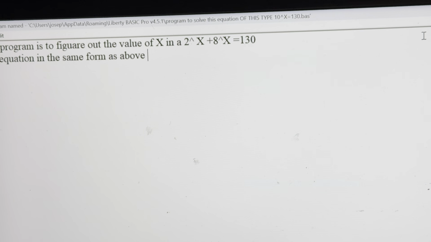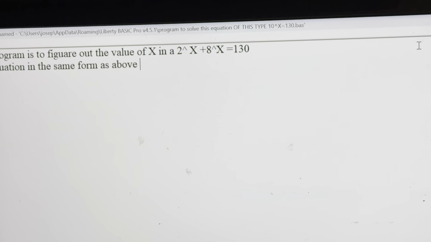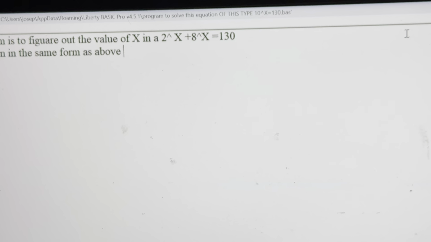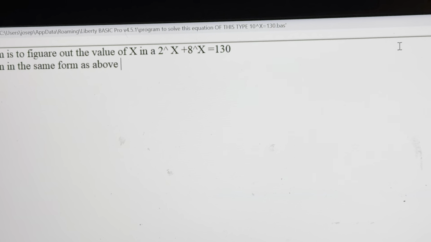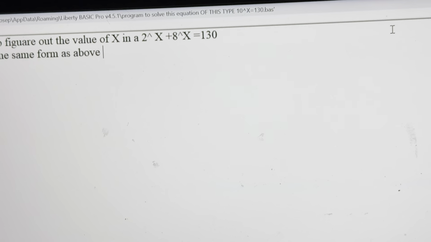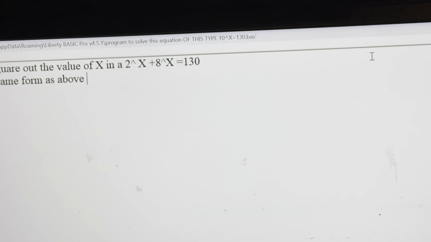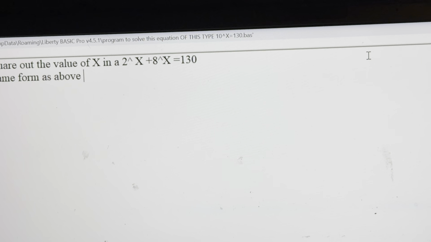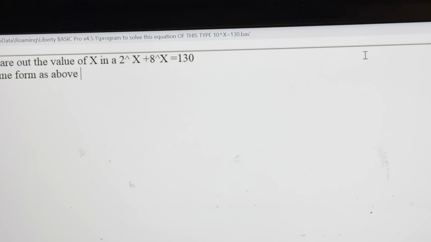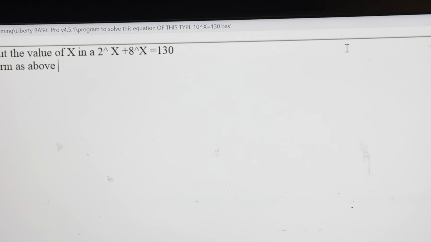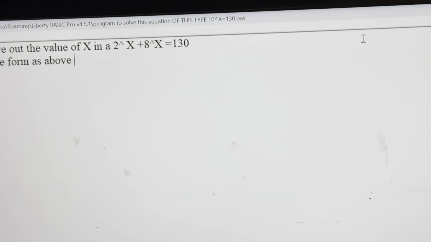For example, the first problem I will do is 2 raised to the power of x plus 8 raised to the power of x equals 130. When I did that, I got a number close to the right one. I believe it's 2.3 something. But if you actually put that in the equation, you got between 209 and 210. That's not the right answer. The right answer is 130.